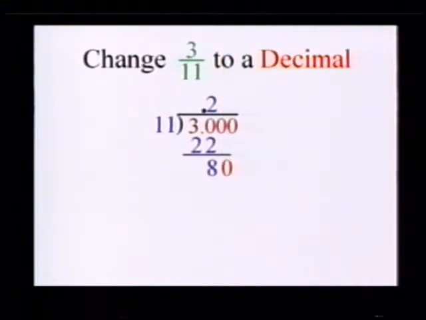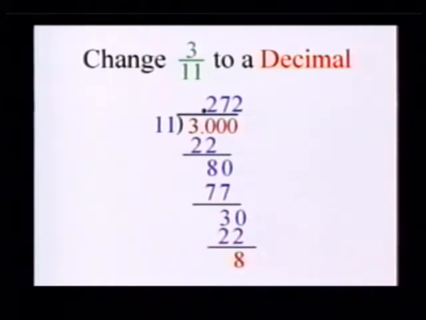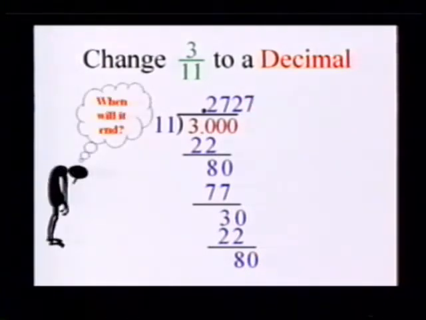Okay, let's re-estimate. 11 into 80. Multiply and subtract. Okay, bring down the next digit. Okay, re-estimate. 11 into 30. I remember 30. Multiply and subtract. Bring down the next digit. Well, we don't have a next digit, but we can make one. We'll use a 0. Okay, re-estimate. I remember 80. Multiply. You see it's starting to repeat again, isn't it?